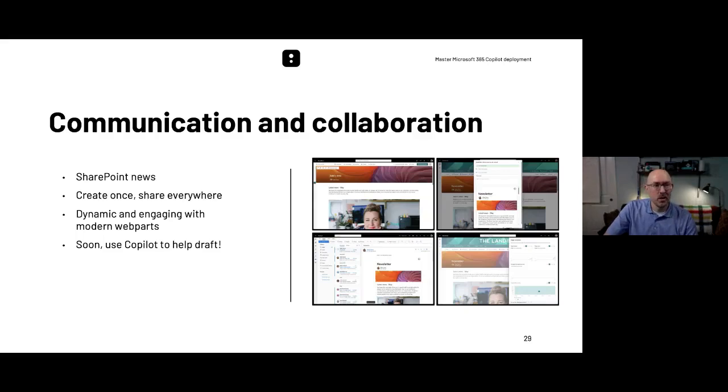Hats off to the team at Microsoft for developing SharePoint News and the email templates. That's a game changer for communication. So I recommend you take a look at that.